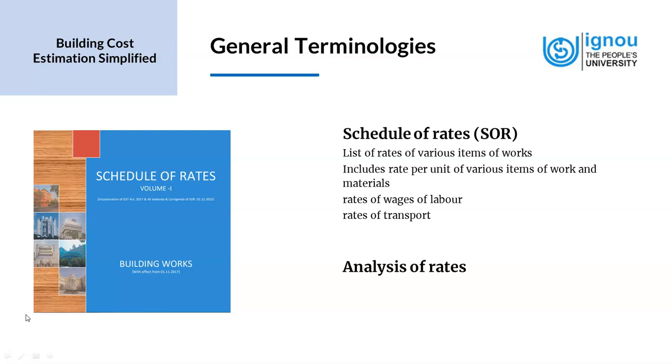So the government comes up with a detailed document about the schedule of rates for building, and this is very detailed. It is not just about the final product. It has detailed rates for each item of work that is done. It also has the rate of wages of labor that we use, and the rates of transport, etc. All these are included. This is updated on a yearly basis, usually by the Public Works Department, and it is published and made available.